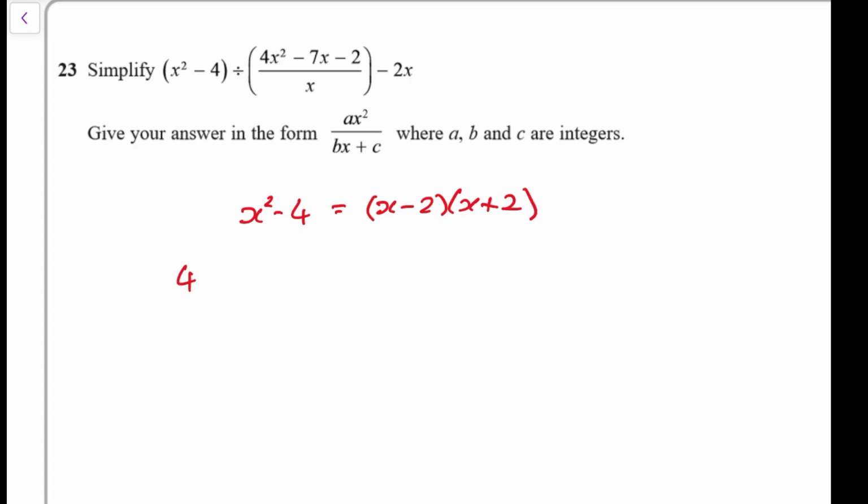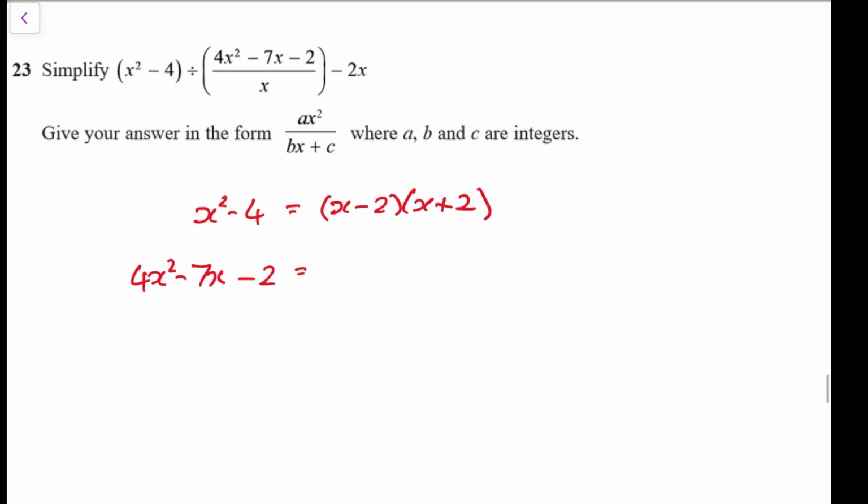The next thing, I've got 4x squared minus 7x minus 2. Well, because it's an algebraic fractions question, and because it's a GCSE question, I know if I factorize it, something is going to cancel here, because that's just how the questions always work. And if they don't, either your maths is wrong or it's just a really hard, unfair question. So I need to be able to factorize this.